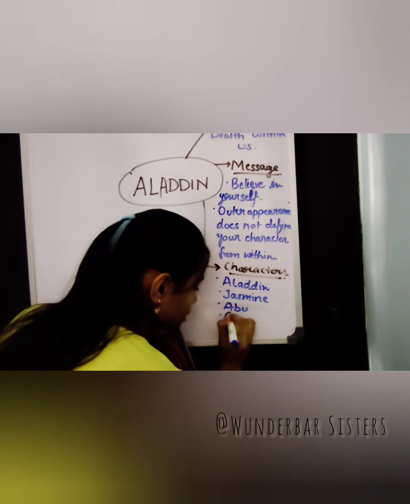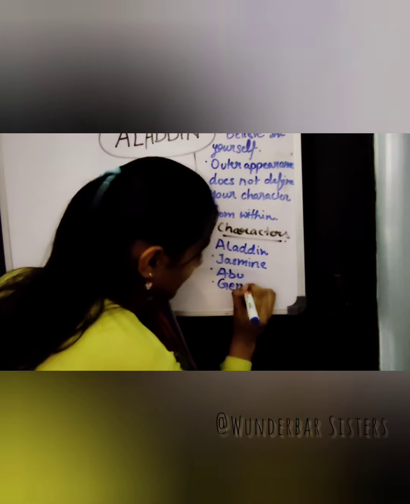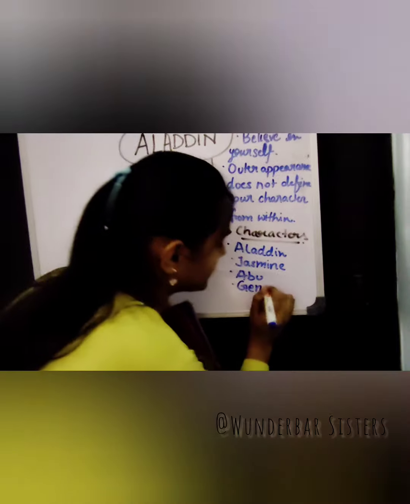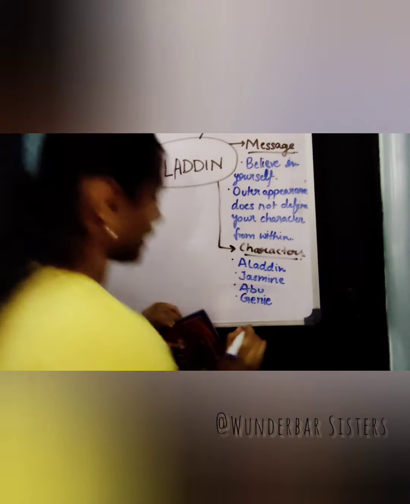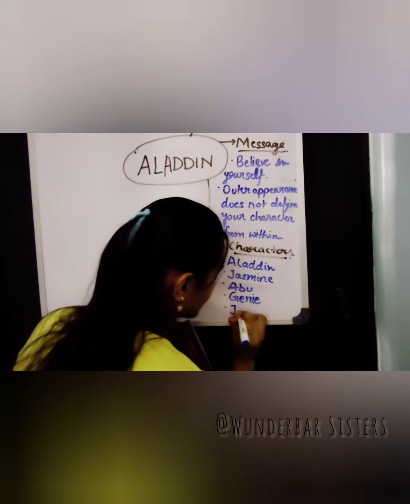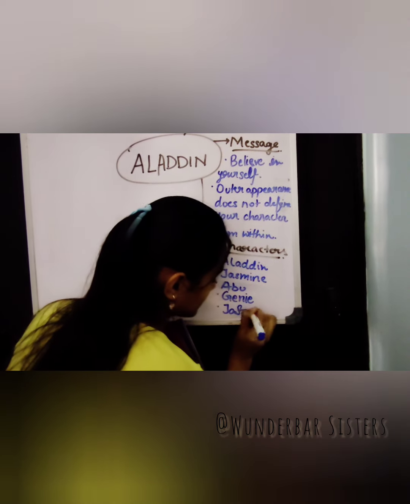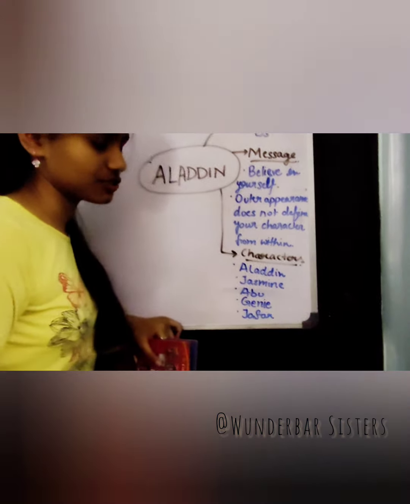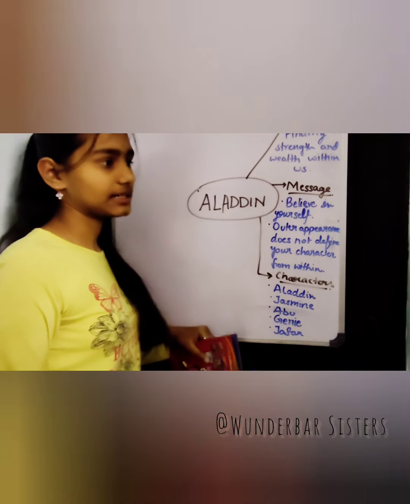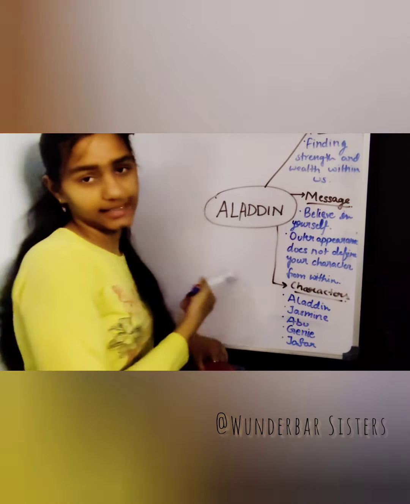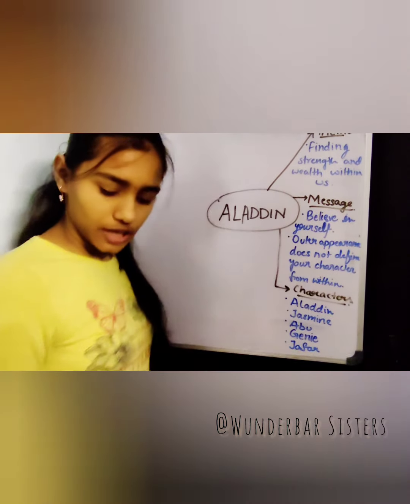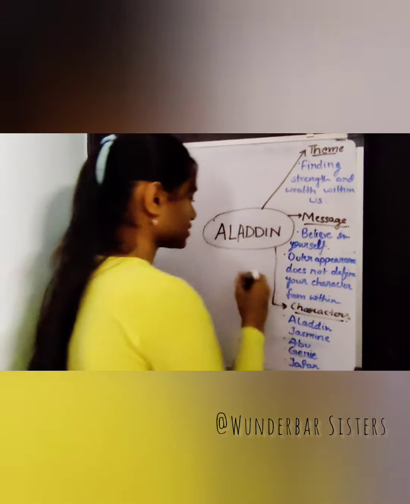Then we have the genie that Aladdin finds in the Cave of Wonders. Then we have Jafar, who is the antagonist. The antagonist is the villain in the story. Then we also have the Sultan and the magic carpet, but they are not as important as these characters are in the story. So now let's move on to the character sketch.